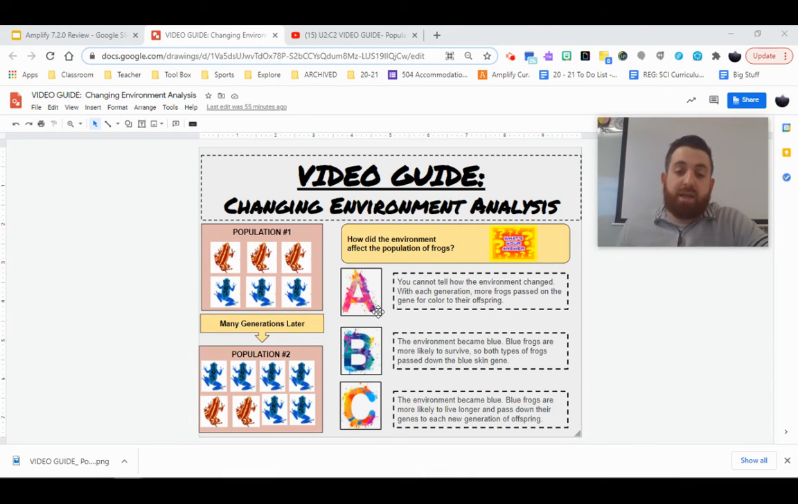So let's take a look. Is it A, you cannot tell how the environment changed? With each generation, more frogs passed on the gene for color to their offspring. Is it B, the environment became blue? Blue frogs are more likely to survive, so both types of frogs pass down the blue skin gene. Or is it C, the environment became blue? Blue frogs are more likely to live longer and pass down their genes to each new generation of offspring.